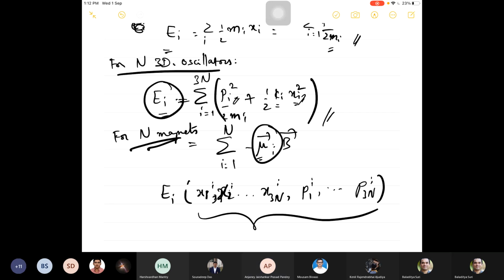Any question? Okay, sir. You have written that the energy of the ith state is a sum from i equal to 1 to 3n. So should the subscripts be different? Yeah, that's right. I am indexing this with, let's say, j. This is a different subscript.